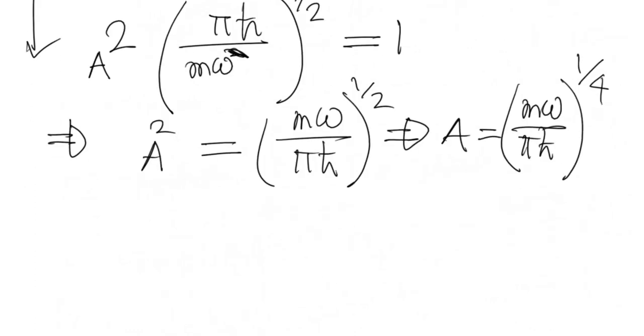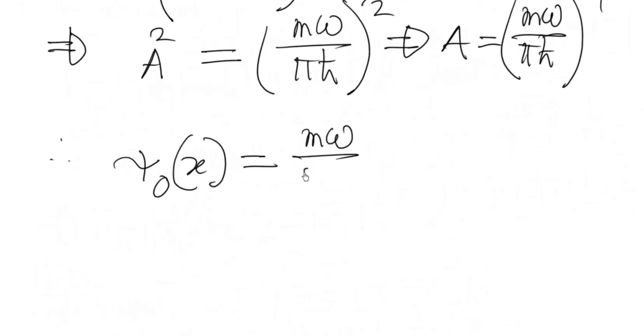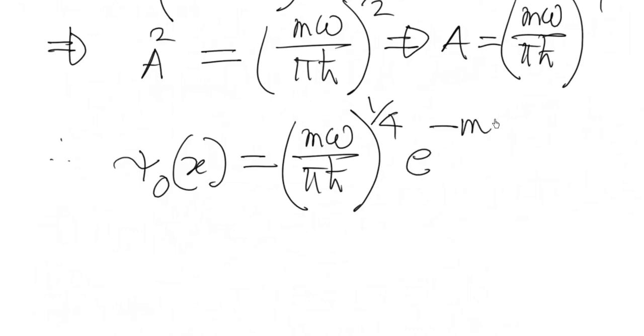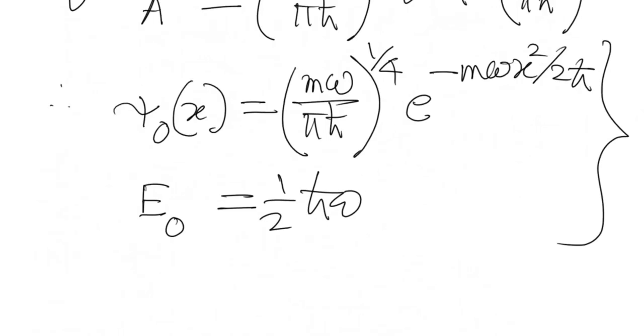So you get the ground state wave function. Therefore psi naught is m omega by pi h cut to the power 1 by 4, e to the power minus m omega x square by 2 h cut, and the ground state energy we have found out is half h cut omega. So you see, we have found out the ground state wave function and energy.